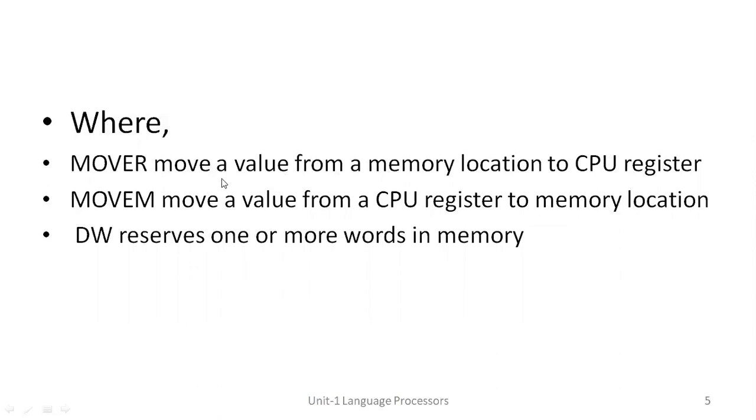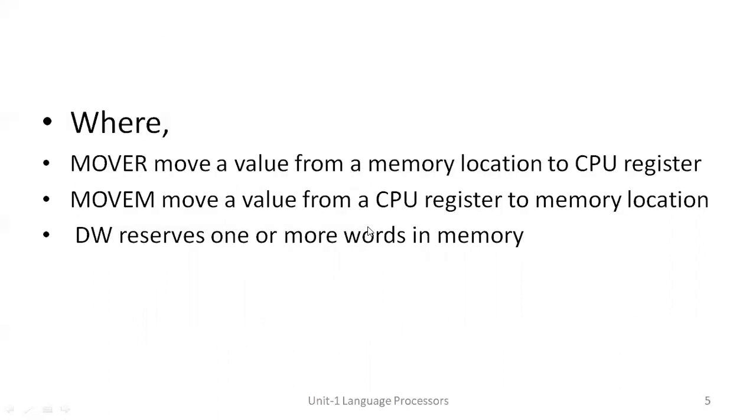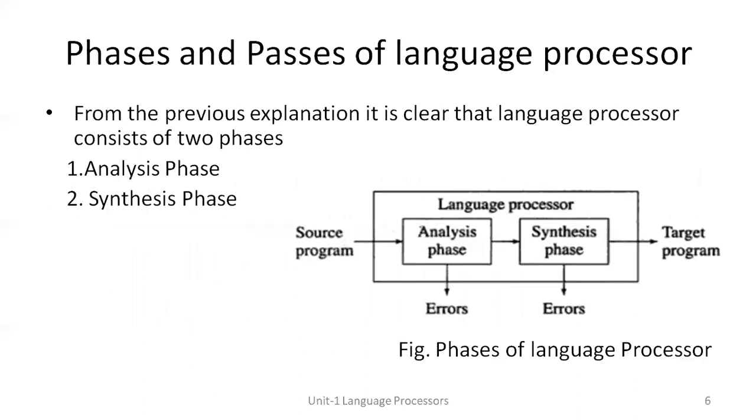Move a value from memory location to CPU register. Move the value from CPU register to memory location. DW reserves one or more words in the memory. So whatever is given on this slide is already explained while explaining what this particular code is. Let us go to the next slide.